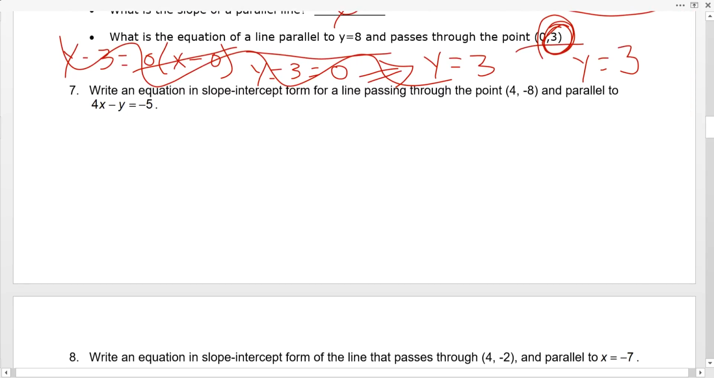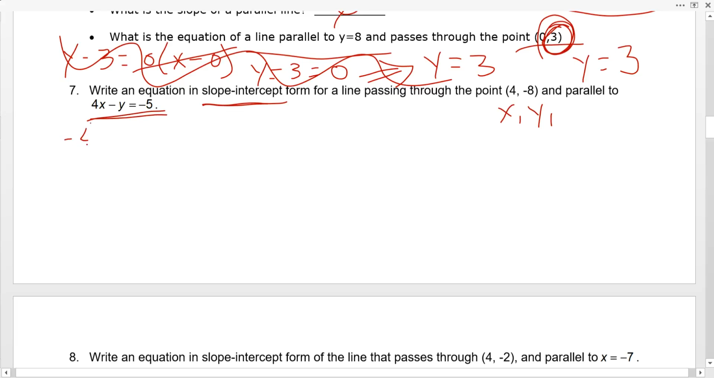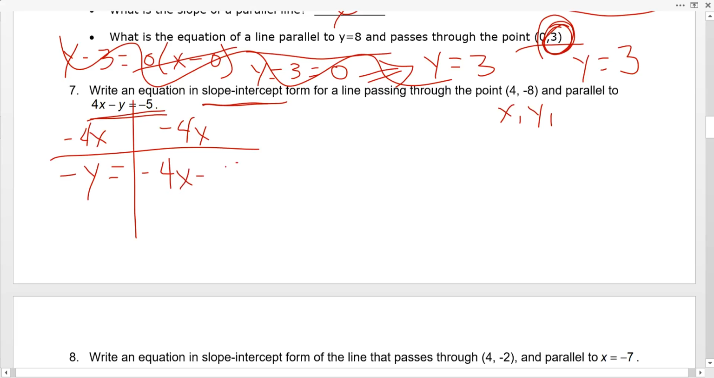Number 7. These are going to be fast notes. Okay, so this one says it must be slope-intercept, and I have my x1, y1, and I have a line that I want to be parallel to this, but I don't have the slope, and you do see that it's not 4 or 5. Or it might be 4. Okay, it's 4. Let's go ahead and solve for y. So we're going to have minus 4x on both sides. Negative y equals negative 4x minus 5. I forgot that y was negative, which makes them all change.